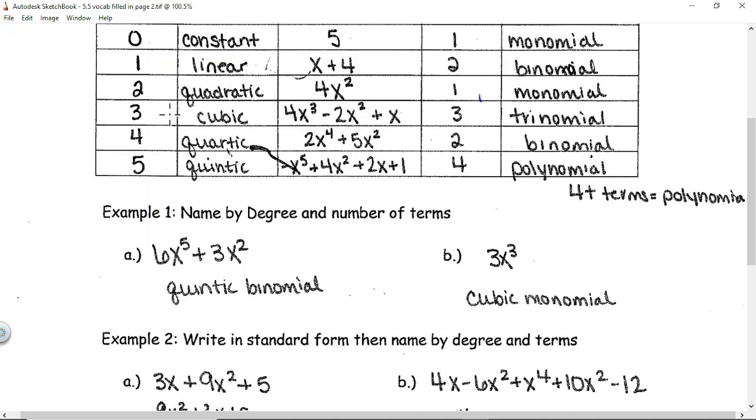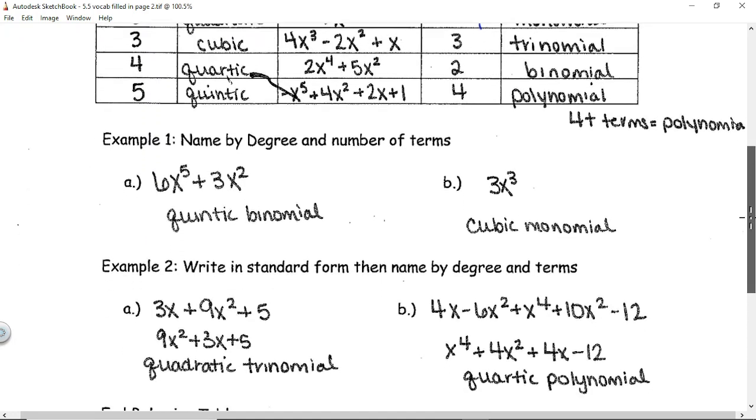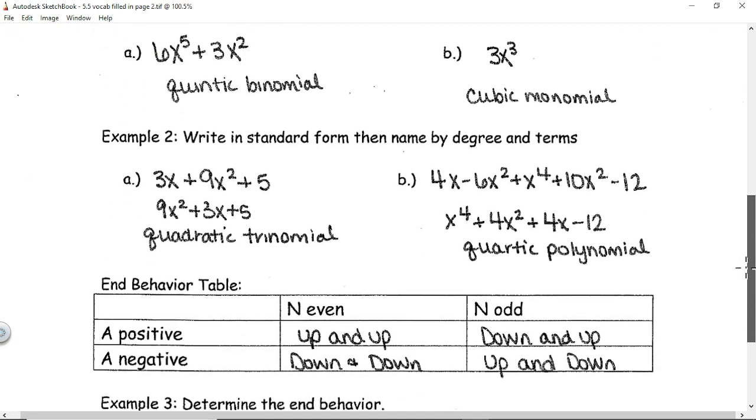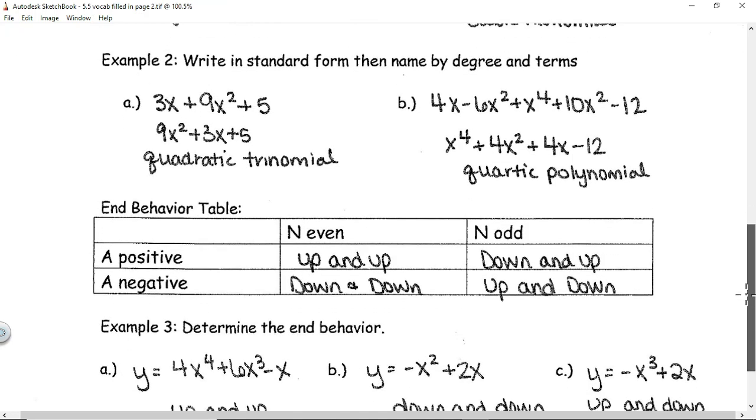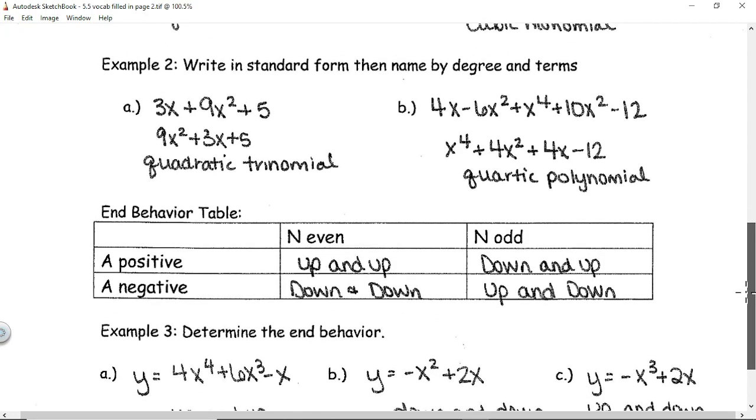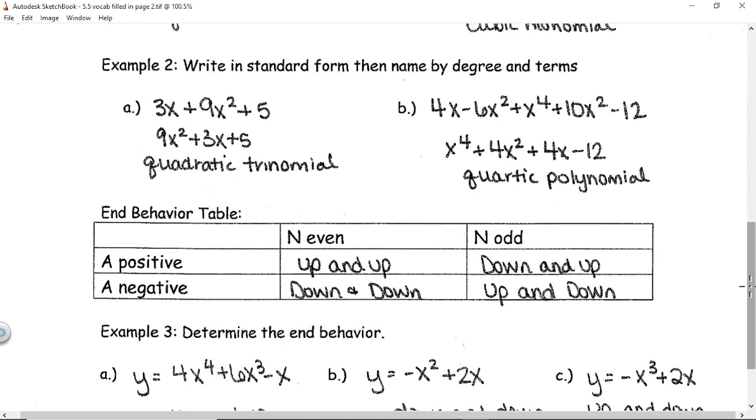A degree of 3 makes it a cubic. Okay, this just says write in standard form and then name by degree and terms. So this is something you might be asked to do on a quiz or a test. Standard form, remember from the first page, means that the terms are in descending order by the degree. So the term with the variable to the highest power comes first, and then they are in descending order.